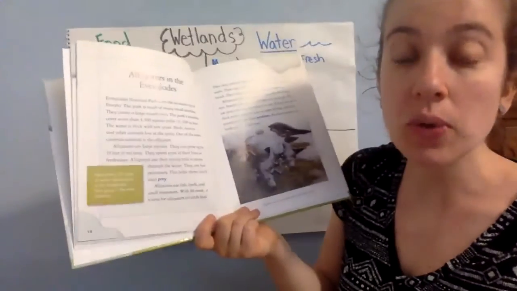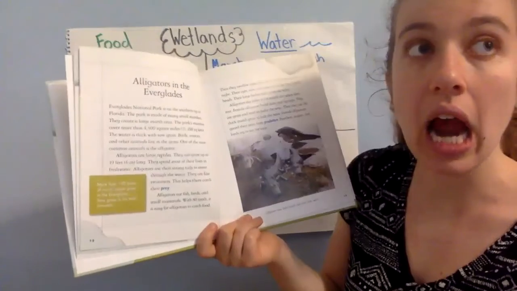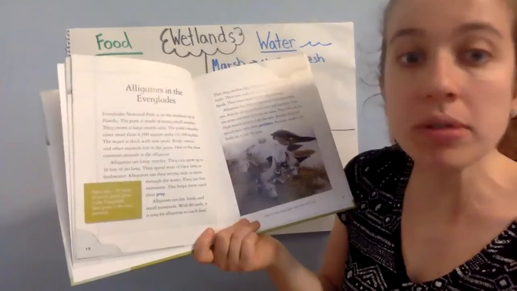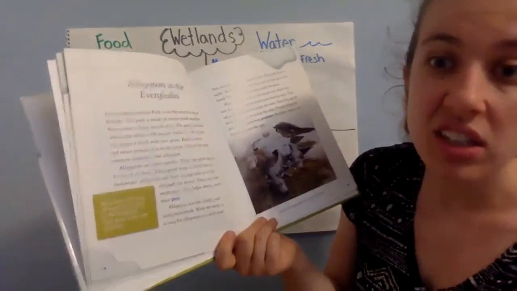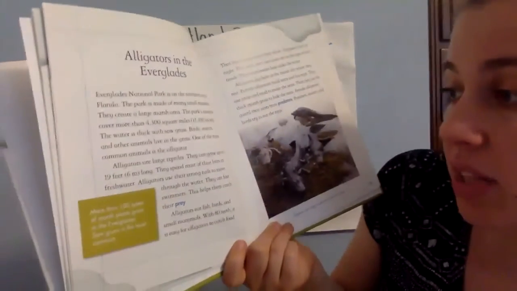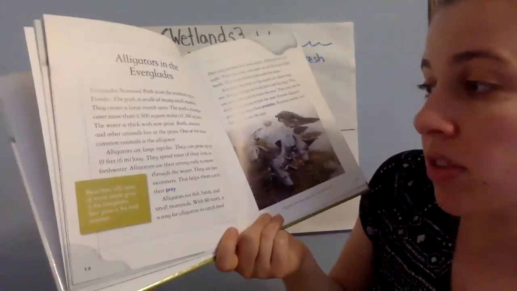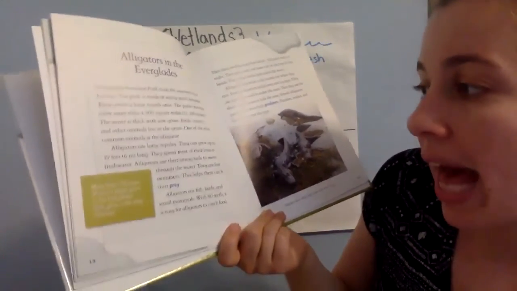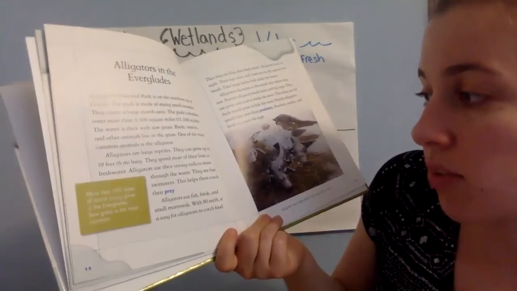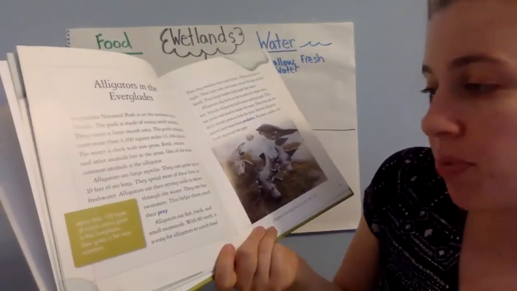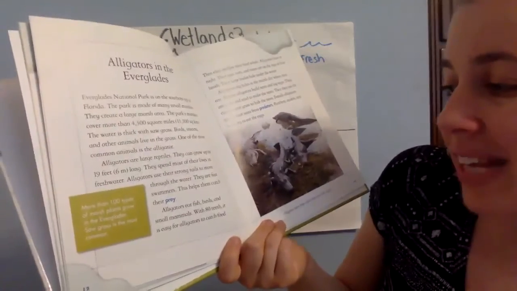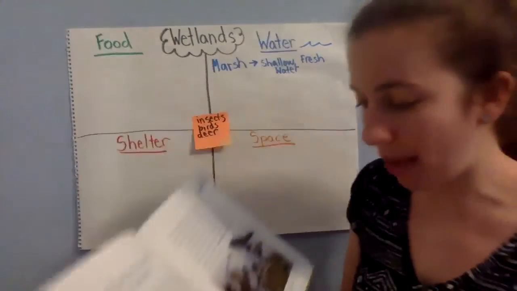Wow. So 19 feet is almost as long as our classroom, right? 19 feet is almost the width of our classroom. It's pretty long. They spend most of their lives in freshwater. Alligators use their strong tails to move through the water. They are fast swimmers. This helps them catch prey. Alligators eat fish, birds, and small mammals.